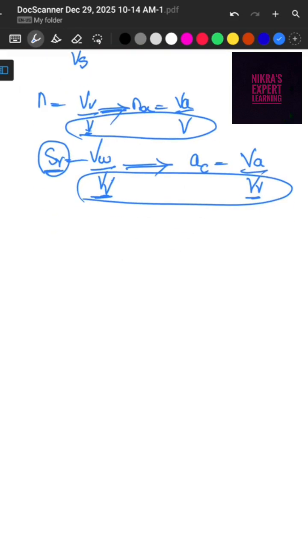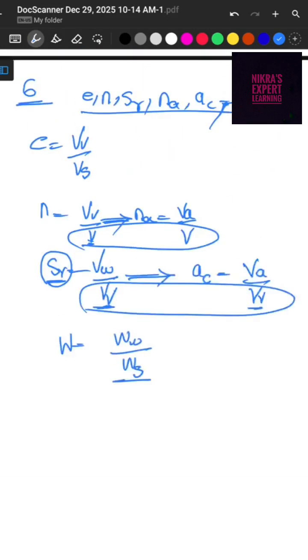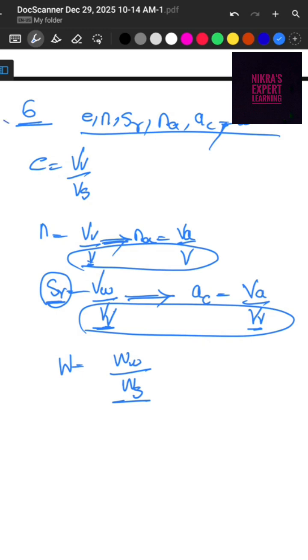And next, water content, this is the only one in which weights are calculated as a ratio. So weight of water to weight of solids. Okay, so here we have covered 6 definitions.